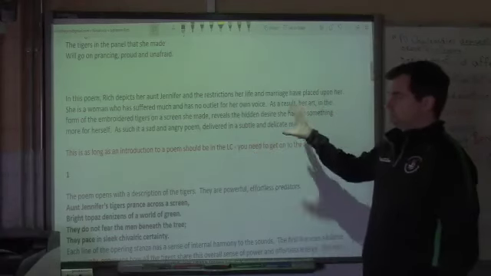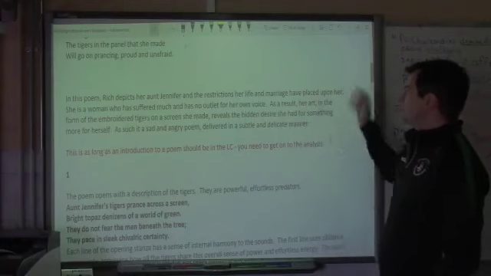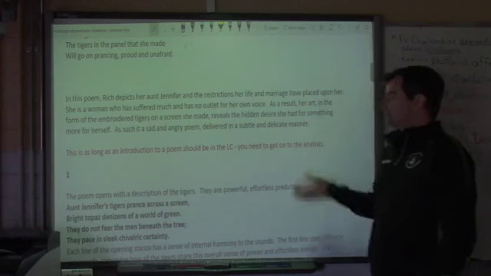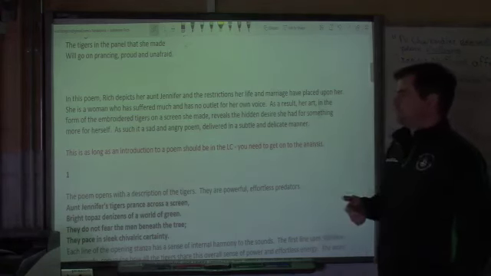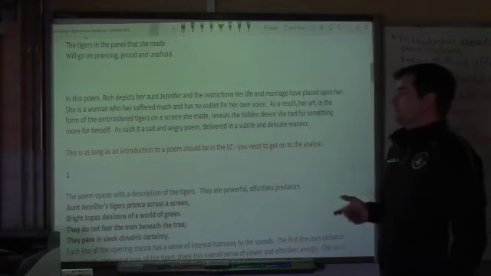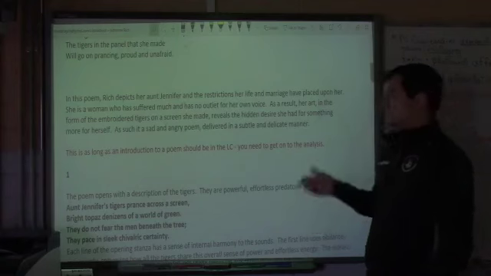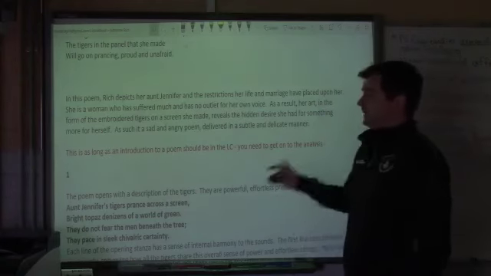It should be. In this poem, Rich depicts her Aunt Jennifer and the restrictions her life and marriage have placed upon her. She is a woman who has suffered much and has no outlet for her own voice. As a result, her art, in the form of the embroidered tigers on a screen she made, reveals the hidden desire she had for something more for herself. As such, it is a sad and angry poem, delivered in a subtle and delicate manner.